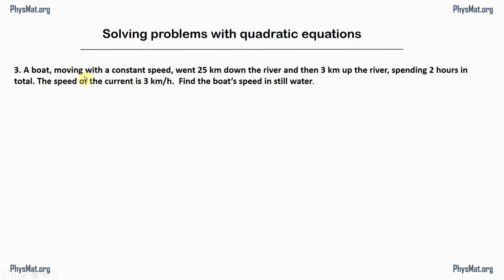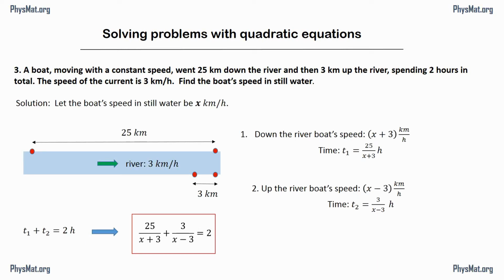Our boat, which moves with a constant speed, went 25 kilometers down the river and then 3 kilometers up the river, and it spent 2 hours in total on the travel. The speed of the current is equal to 3 kilometers per hour, and we need to find the boat speed in still water. It's very important to make a drawing in this sort of problem. It will help you a lot in constructing your equation.